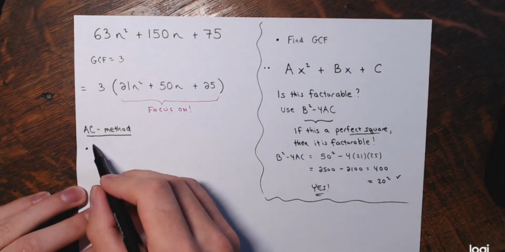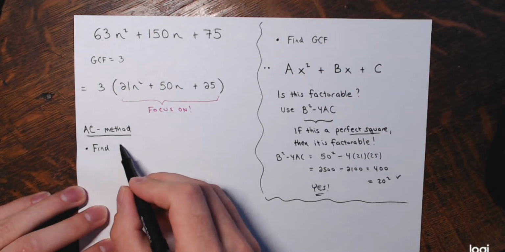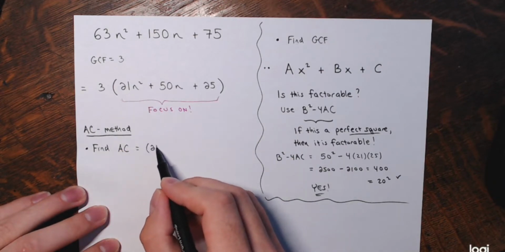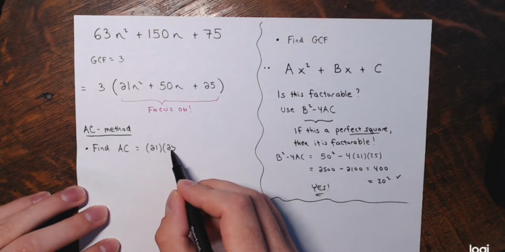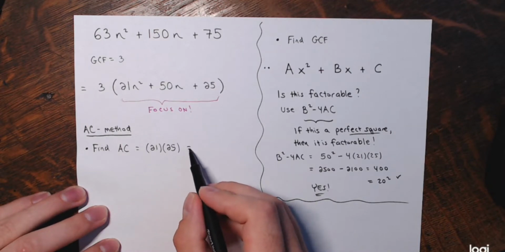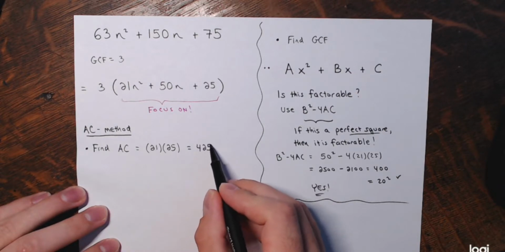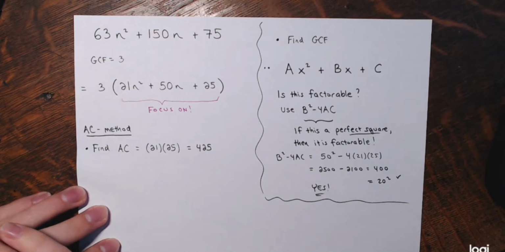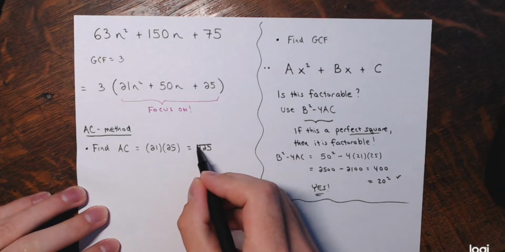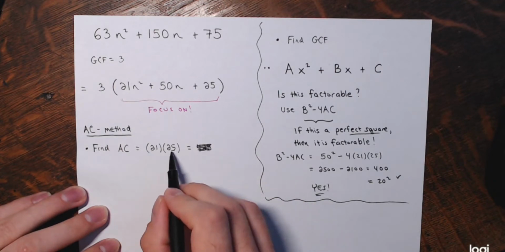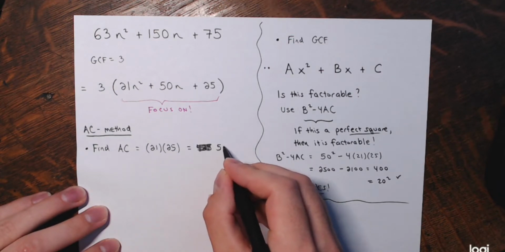All right. So first, you find a times c, which in this case would be 21 times 25. Now that would be 425. Nope. 525. Yeah, because 2 times 25 would be 50. 20 times 25 would be 500. Yeah, 525. My apologies.